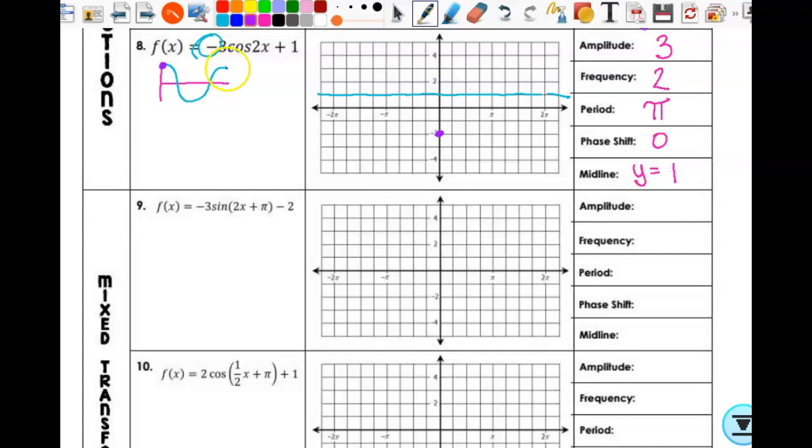The end of the period has the same y value. So the end of the period is at pi. There's my same y value. Halfway between the two, I'm on the other side of the midline, whatever the amplitude is. So this time I go up 3 from the midline. Then halfway between those are zeros on the midline, which are right here.